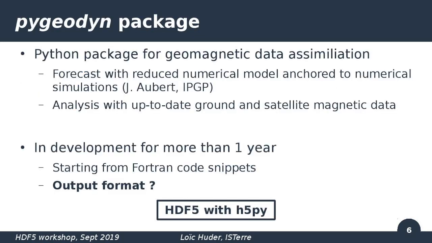And so this is what we are doing in our group. For that, we developed the pygeodyn package to do geomagnetic data assimilation. The forecast is done with a reduced numerical model that is encoded from numerical simulation, in collaboration with Julien Aubert in Paris. And we are doing analysis to correct the output of this numerical model with up-to-date magnetic data that is measured with ground observatories all around the world, and satellite measurements from satellites that are orbiting all around here.